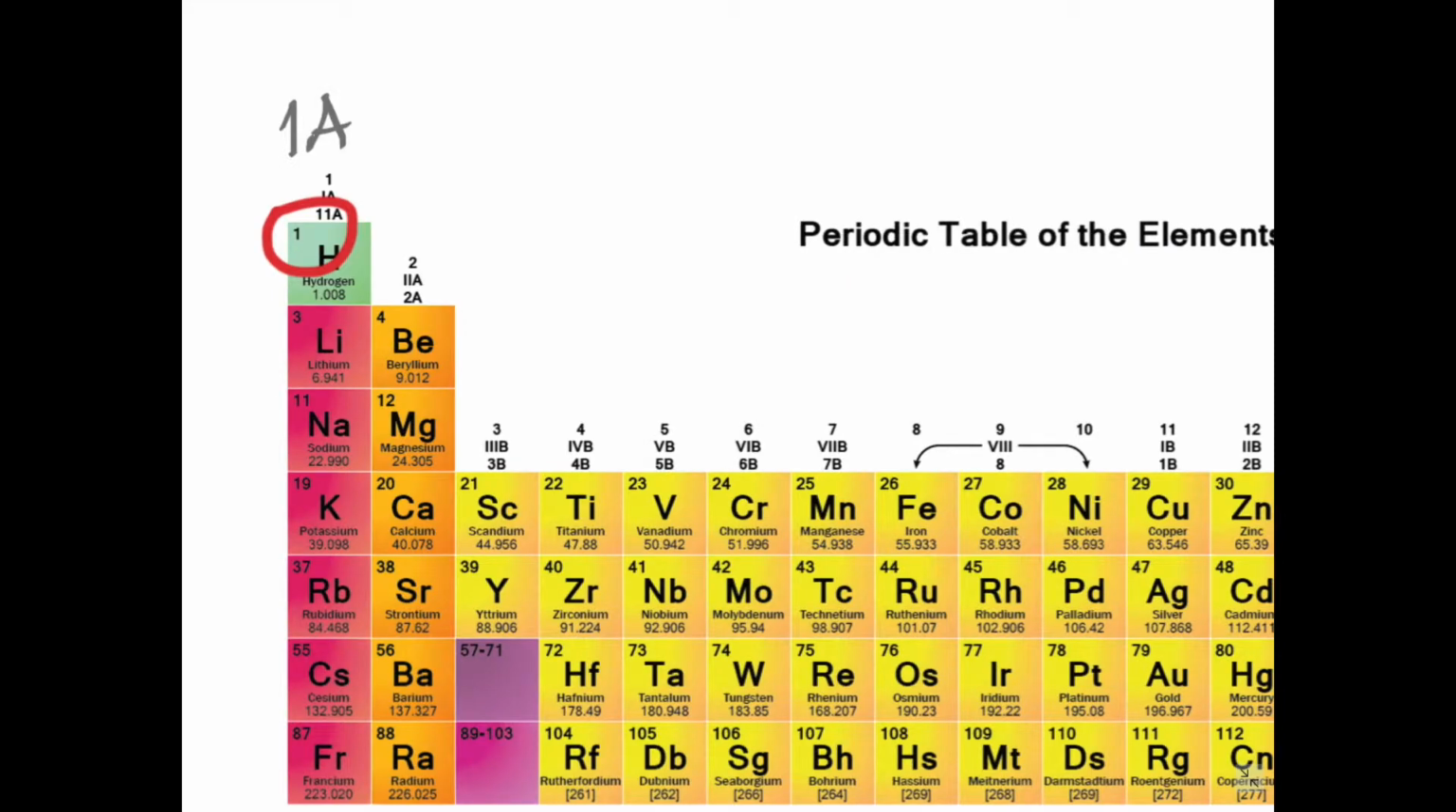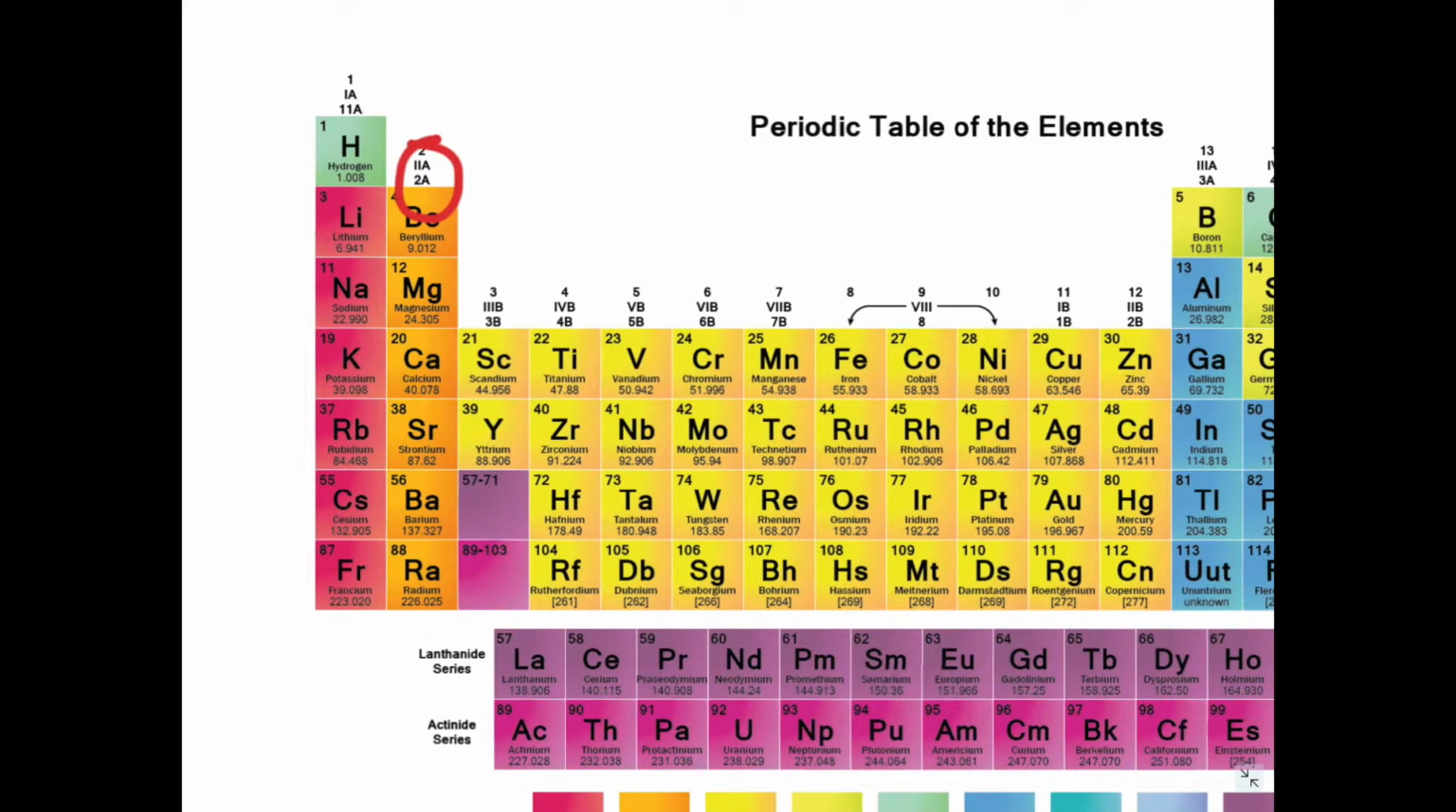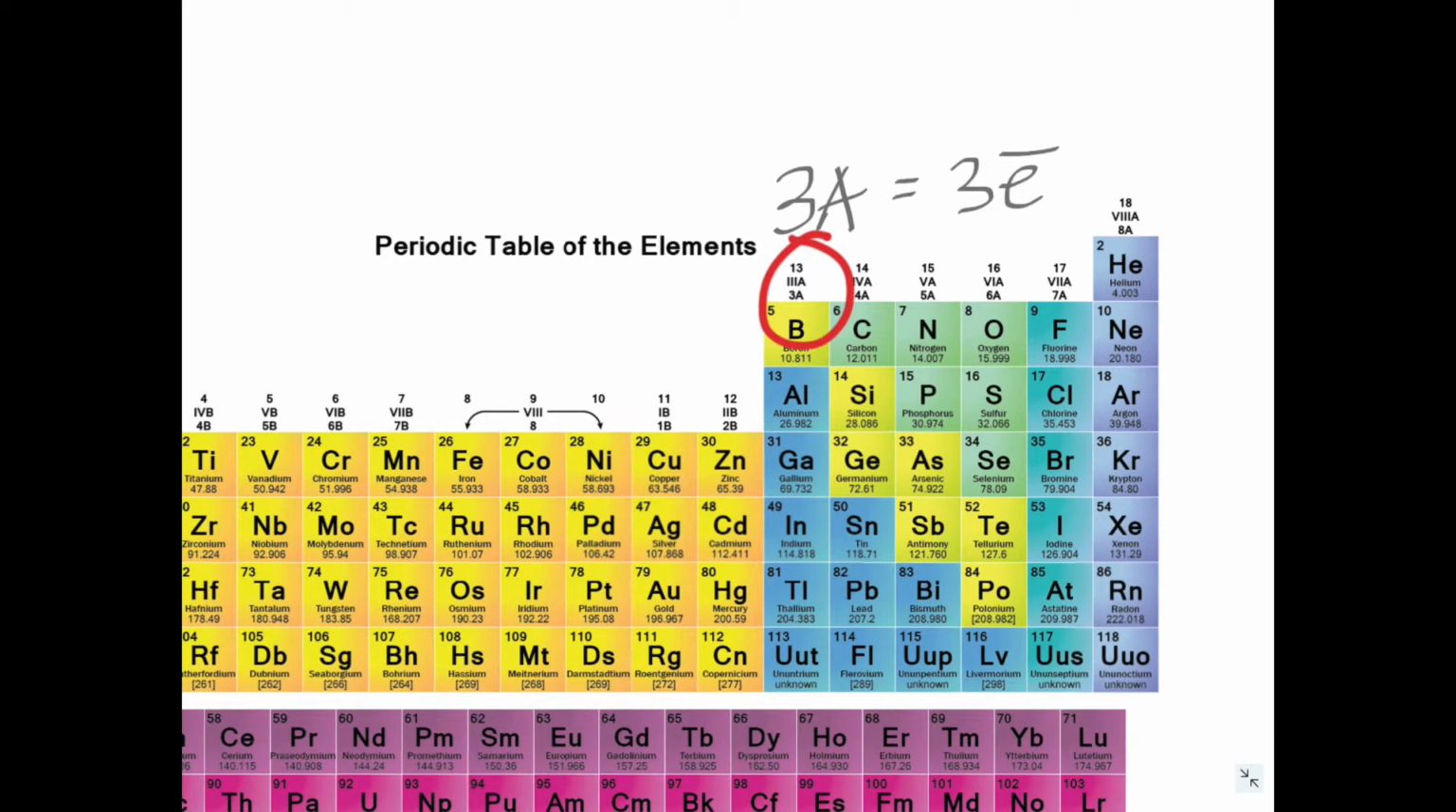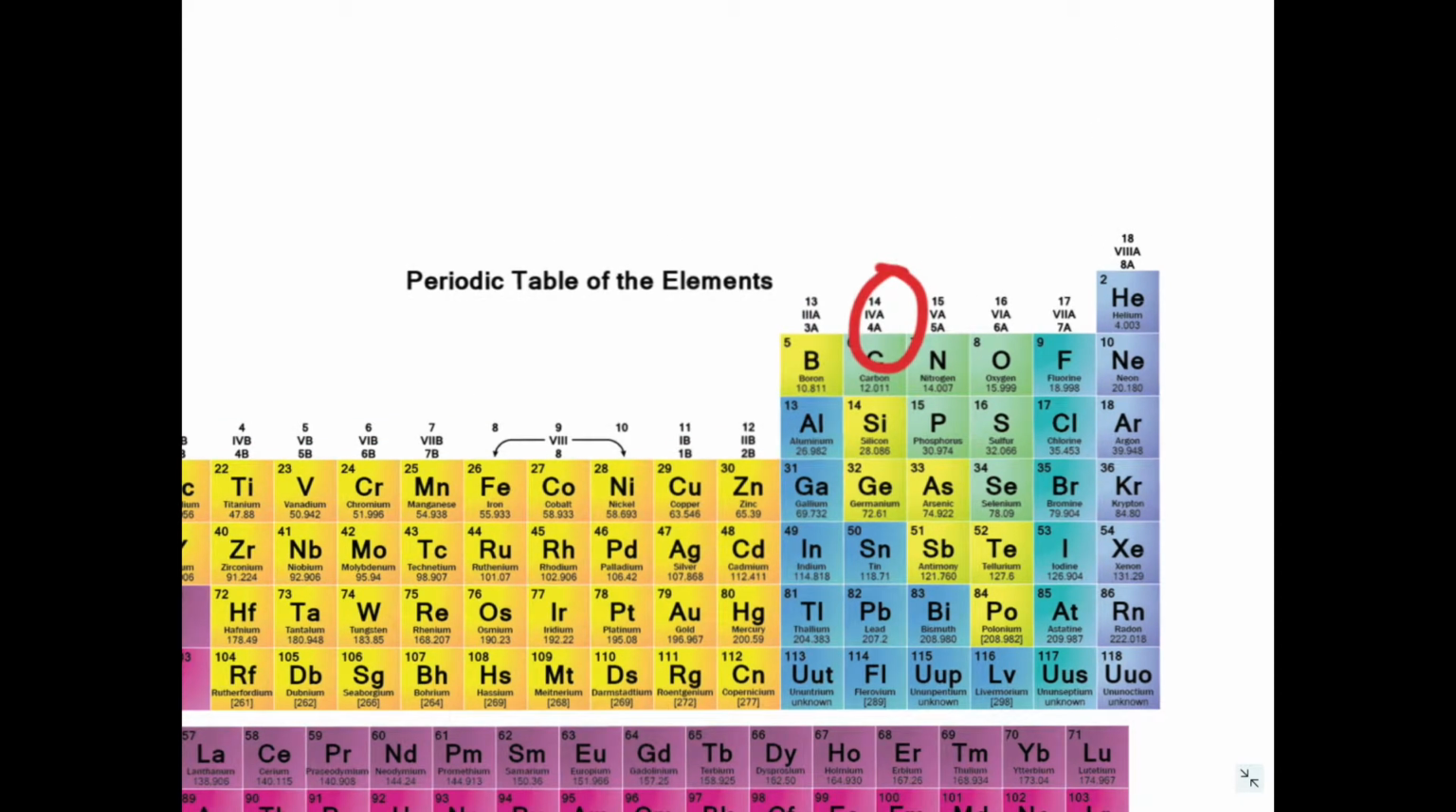If it's 1A, it means it has one valence electron and will have +1 of ionic charge. If it's 2A, it means it has two valence electrons and +2 of ionic charge. Same with 3A, it will have 3 valence electrons and +3 of ionic charge. Then 4A, 4 valence electrons and has ±4 of ionic charge.